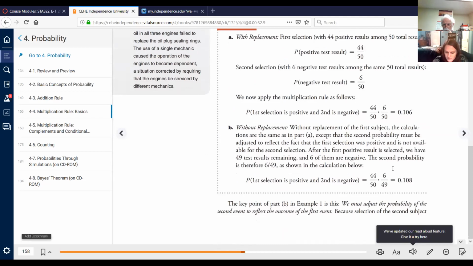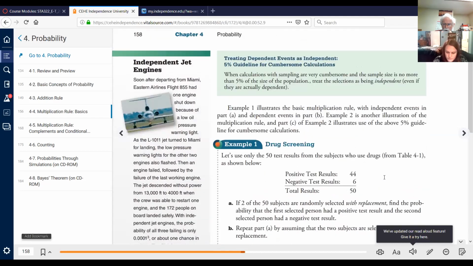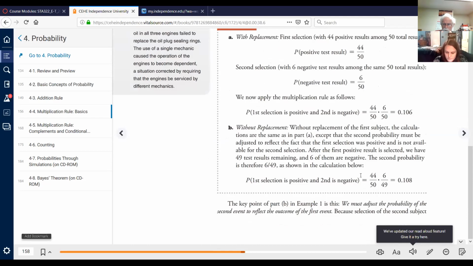If you don't replace that person, then the denominator now becomes 49. If the first person is negative, there are still 6 false negatives. If there are 44 positives, and the person you pull out is positive, then there are still 6 false negatives, but there's only 49 people left. So the actual probability goes up slightly, very slightly. Does that make sense? Yeah.